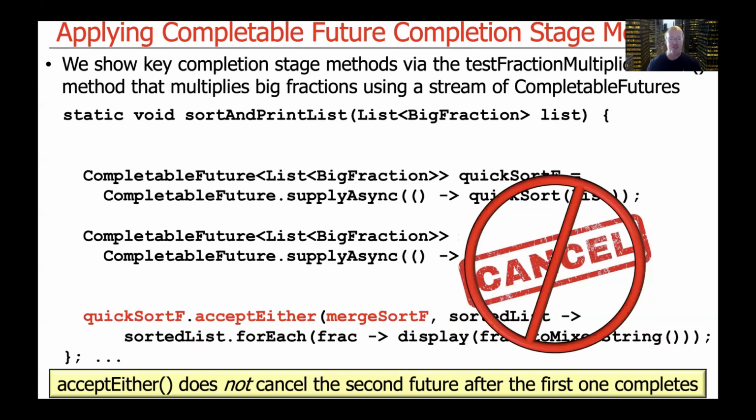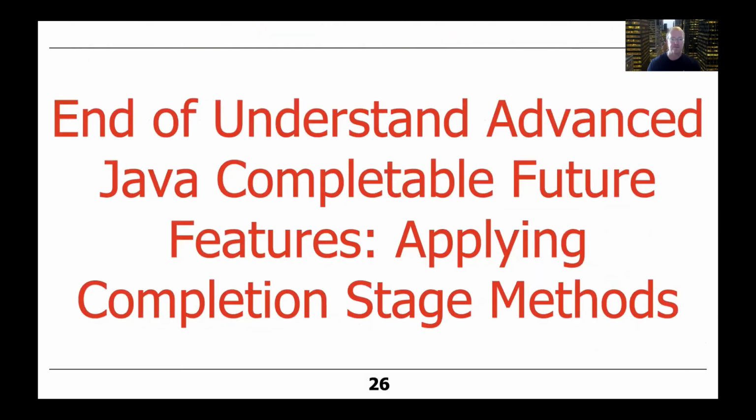Irrespective of either of those things, the acceptEither method does not cancel the second completable future after the first one completes. So after the first completable future finishes, whichever one it is, then the second one is allowed to continue its processing, even though this particular use case will not apply the result in any way, shape, or form. So it's important to recognize that that's the semantics of how these things work.